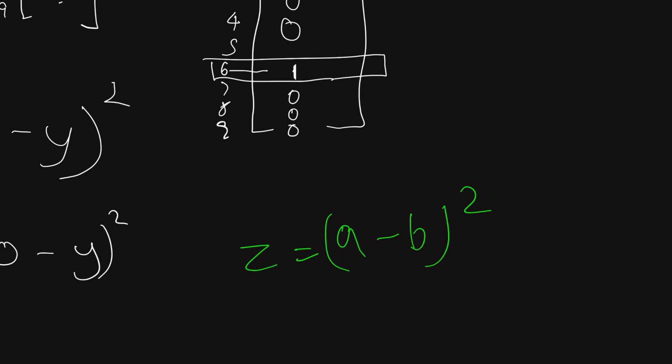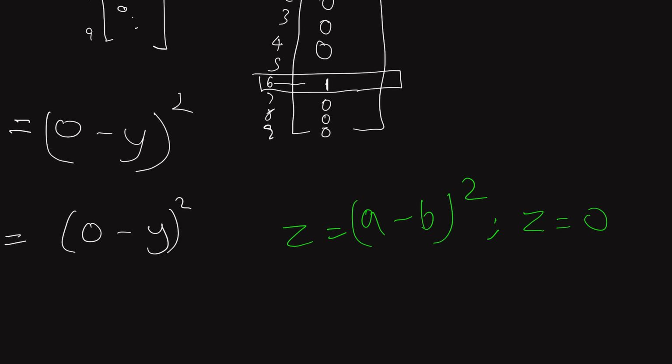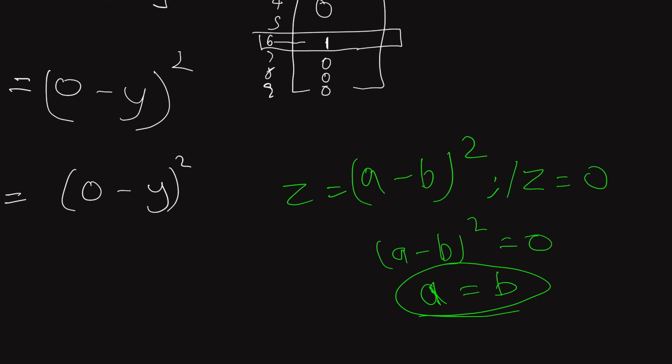Think about that. What's the least value z can have? Well, since there's a square, the least value that z can have is 0. Okay, well, how can we get a 0? (a minus b) whole square equals 0 when a equals b. So if a equals b, z is 0.